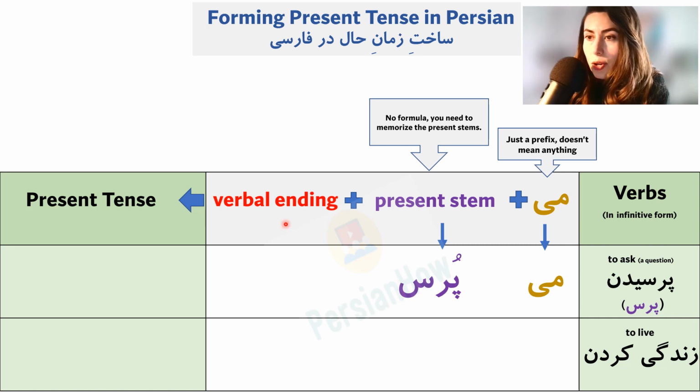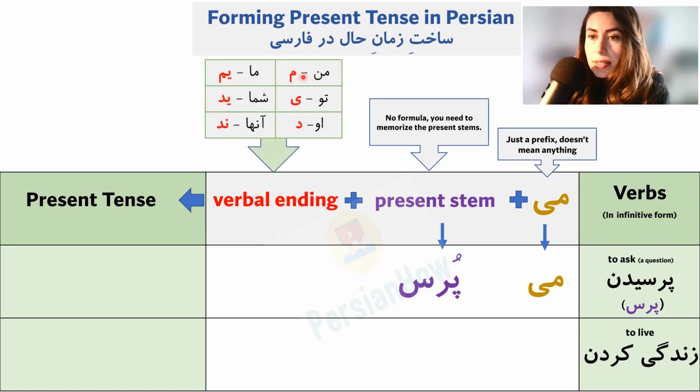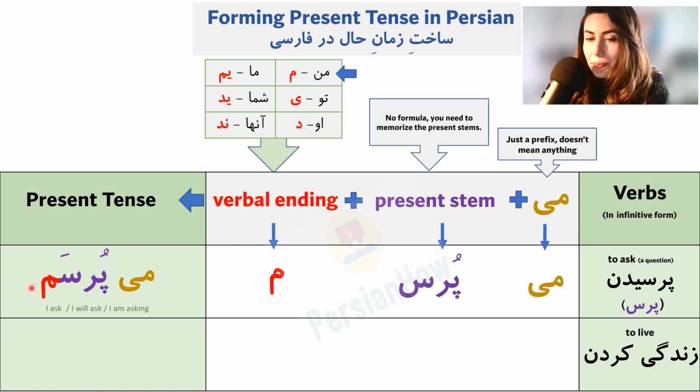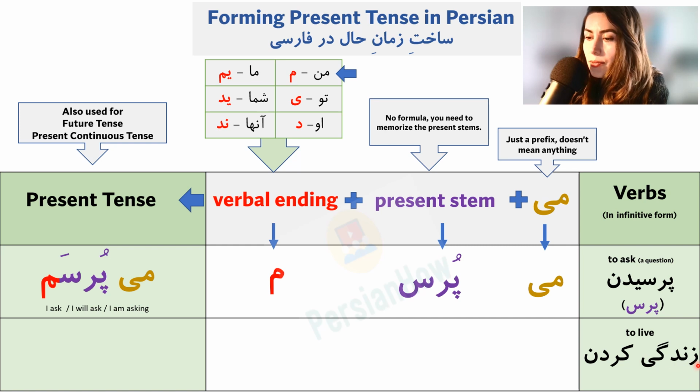And then we need the verb ending. So let's say the subject is man. This is the ending for man. Then it comes here. And now let's combine them. می پرسم. می پرسم. Either means I ask, or I will ask, or I am asking.